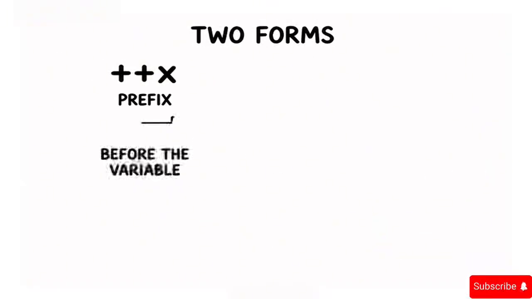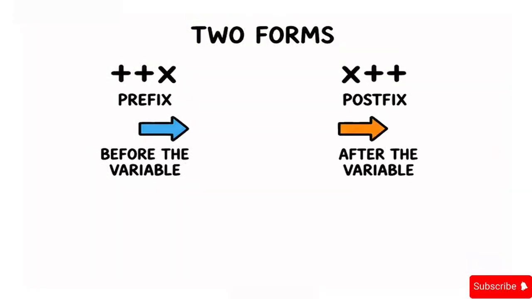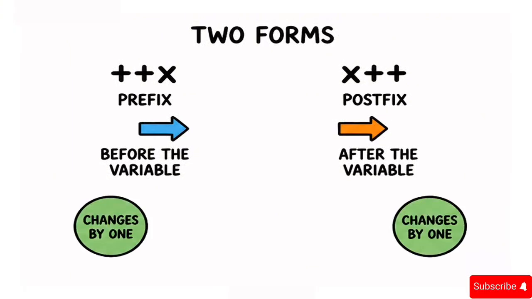There are two forms. Prefix puts the operator before the variable, like ++x. Postfix puts it after, like x++. Both change x by 1, but they differ in when the change is used.